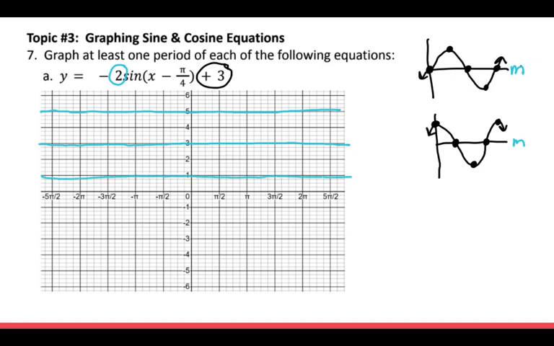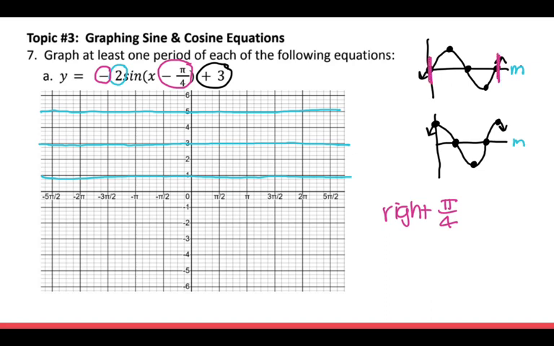And then other pieces of information I need to pay attention to is the fact that this negative is here. That means I'm going to reflect my graph over my midline. And I also have this piece of information which tells me I am going to move to the right pi over 4 units.